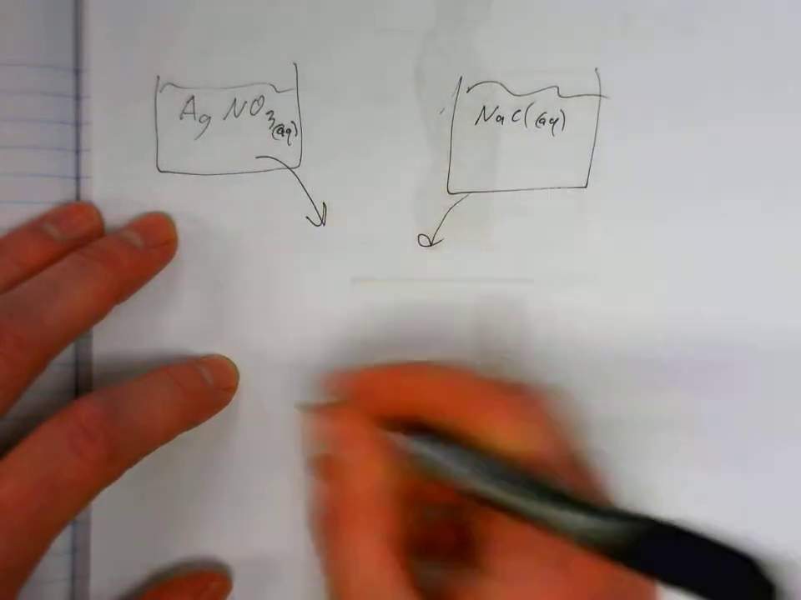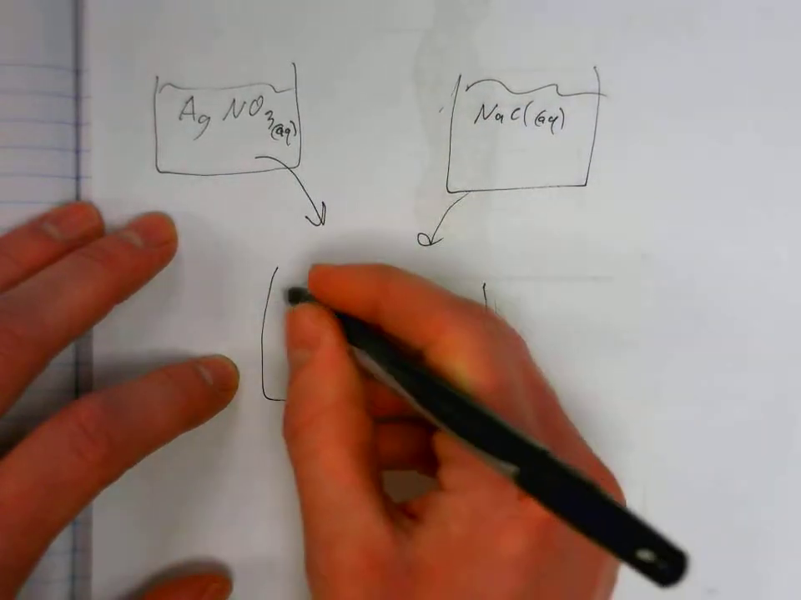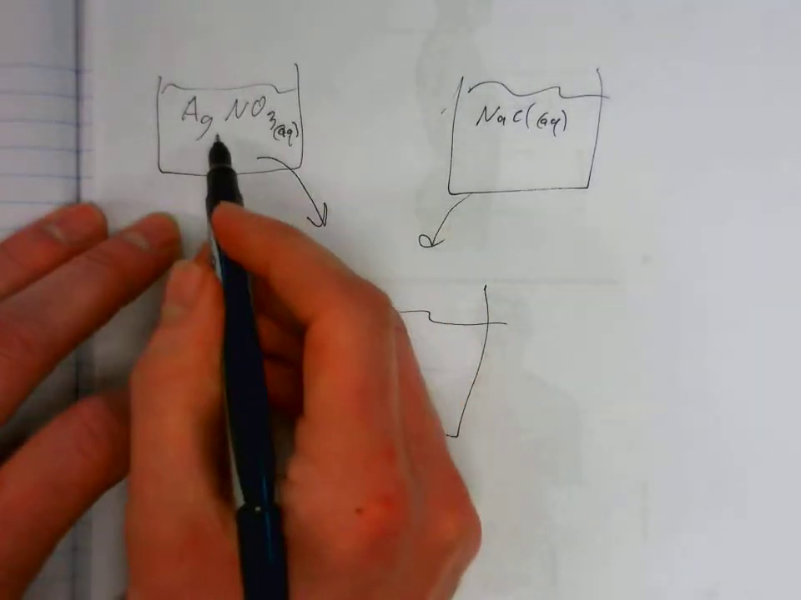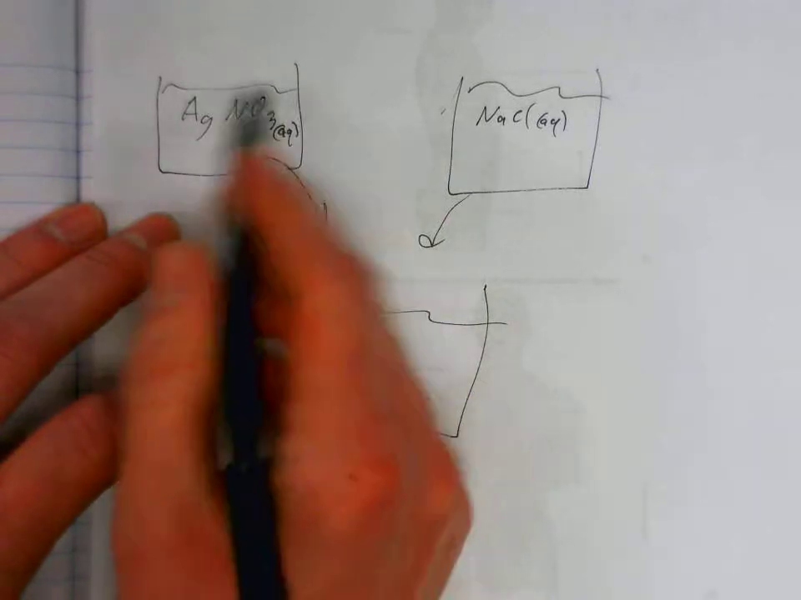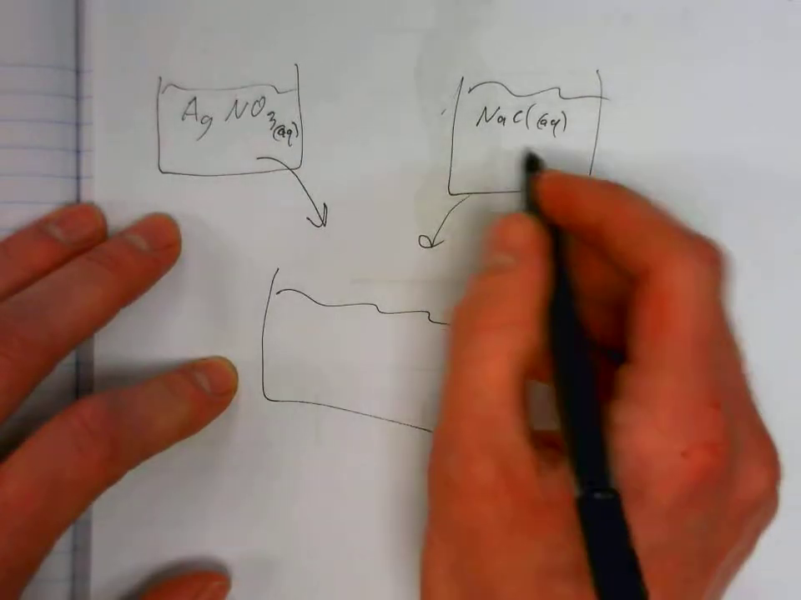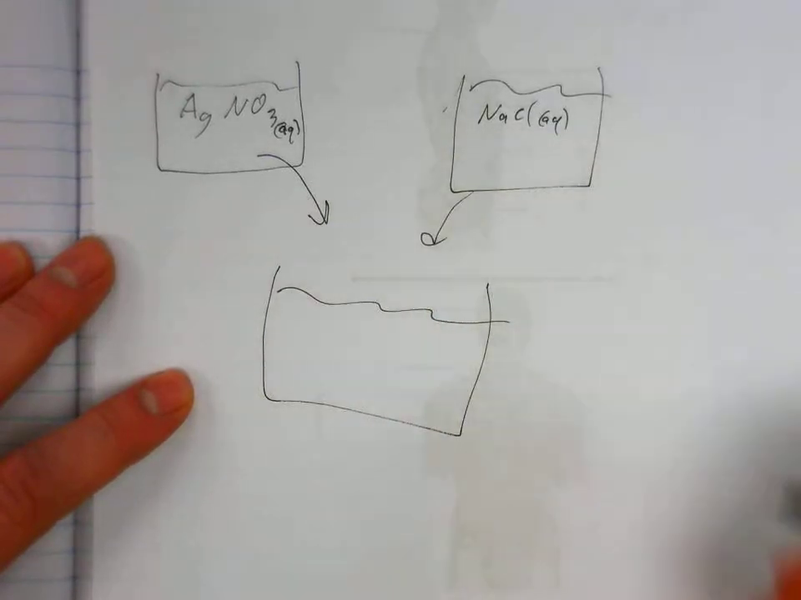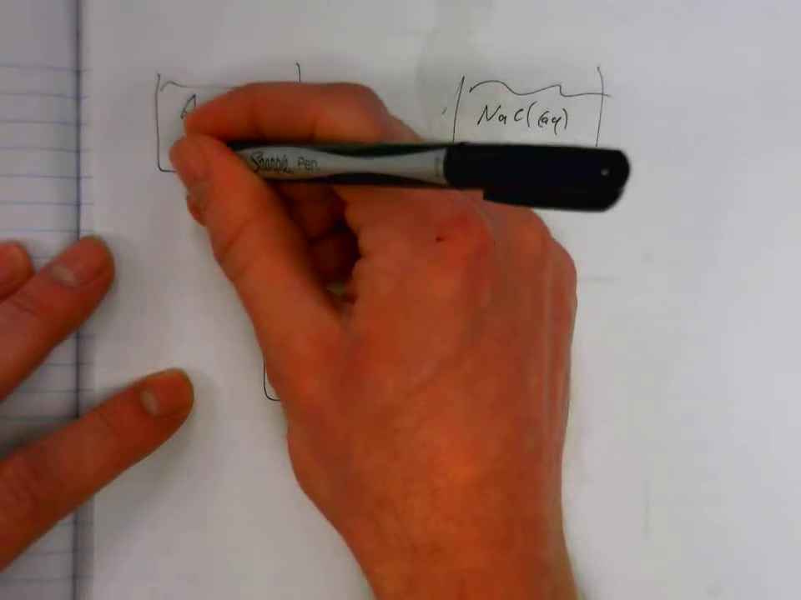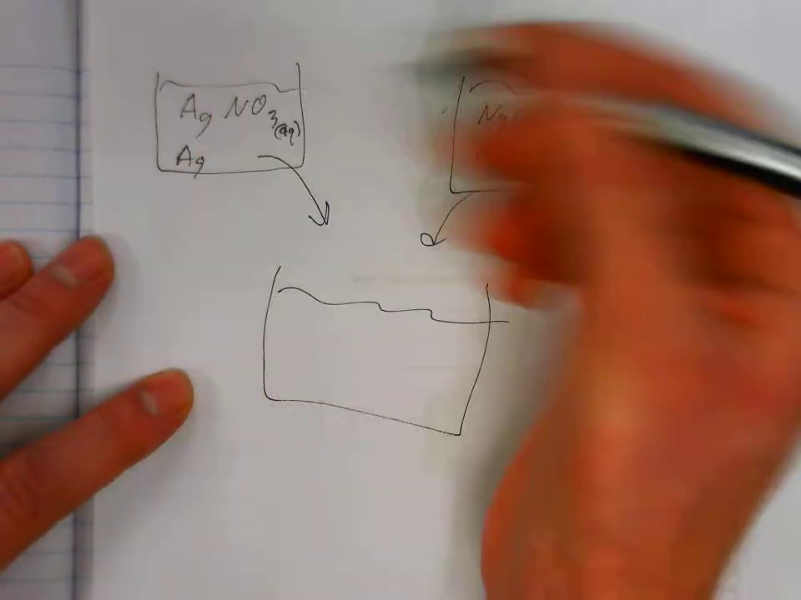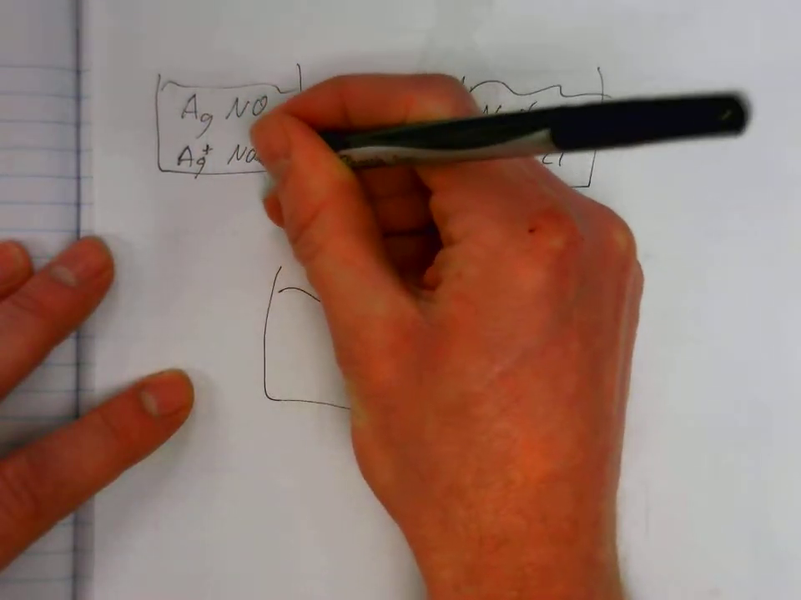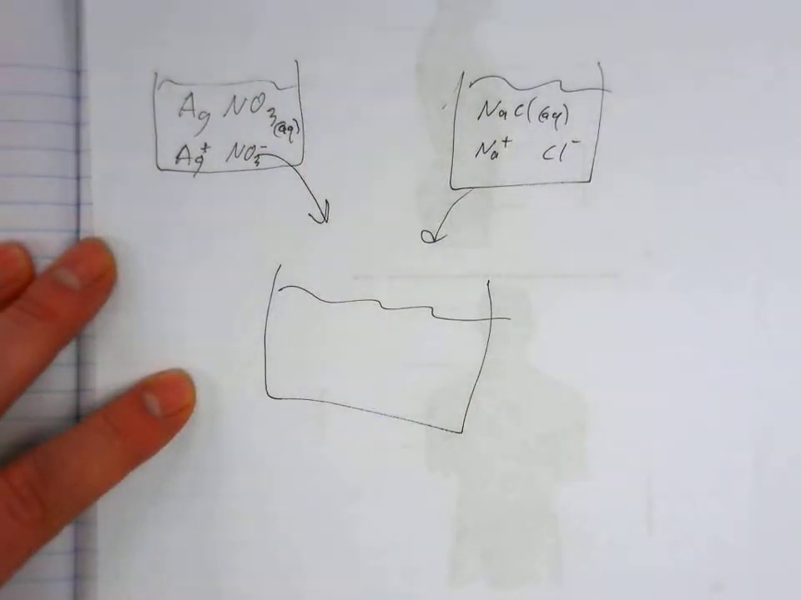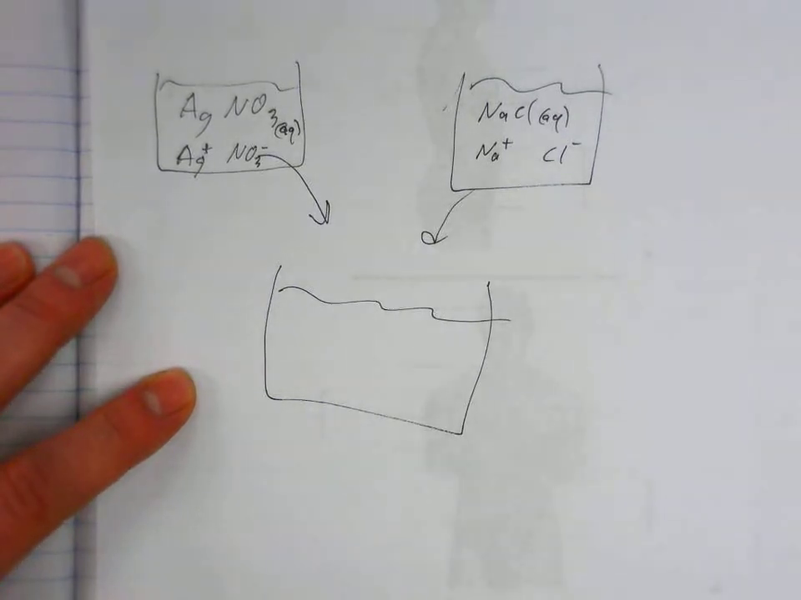All right, so we're going to put these two solutions together. So in this solution, the silver nitrate is soluble, it's dissolved. The sodium chloride also is soluble, it's dissolved in the water. So we have Na ions and Cl ions floating around. We have silver ions and nitrate ions floating around. These two get added together. The question is, what's going to happen now?